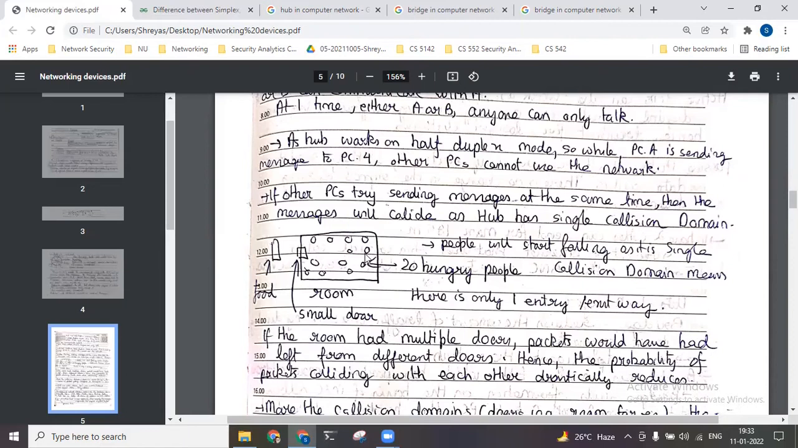And the more the collision domains, that is more the rooms, like more the doors we are opening in a window, we are basically increasing the efficiency. We are basically making the things more systematic. Because suppose there are 20 people and we have 20 doors. So now it is not a problem. Everyone can go through their own door, right?